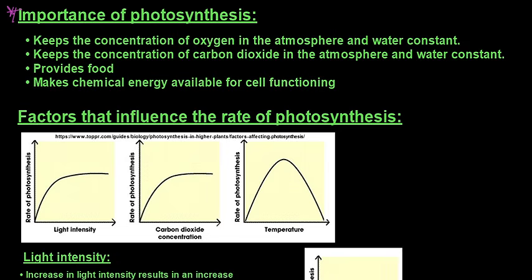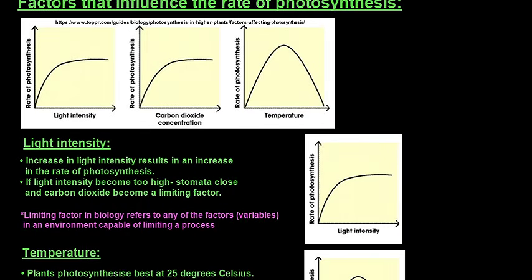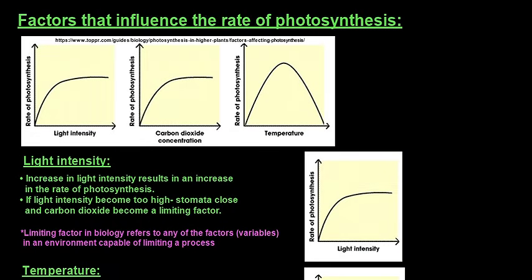Next, we'll be looking at factors that influence the rate of photosynthesis. There's 3 of them that we'll be looking at. So these factors are light intensity, the concentration of carbon dioxide, and then temperature. So looking at light intensity, that is the amount of light that is coming down on a plant. So if we increase the light intensity, this can also result in an increase in the rate of photosynthesis.